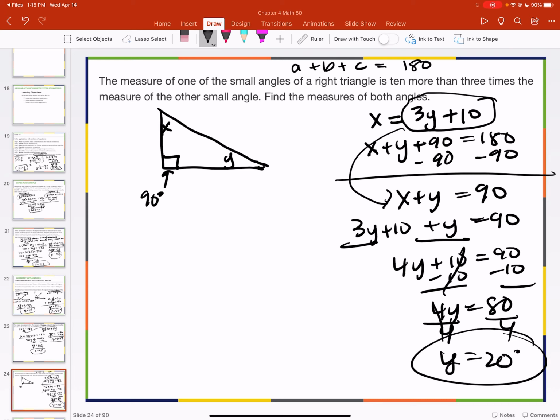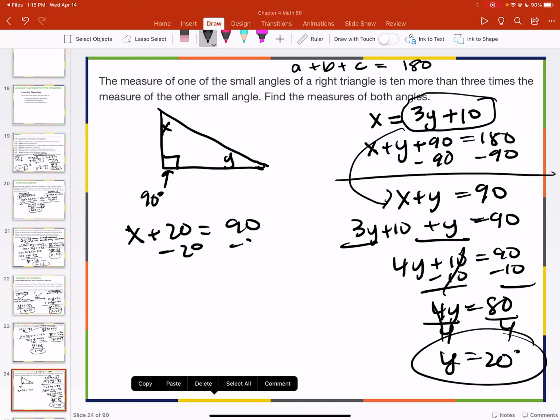That's one of them. So then the other has to be 70, because x plus 20 equals 90. So subtract 20, then we get 70. So the other angle is 70 degrees.